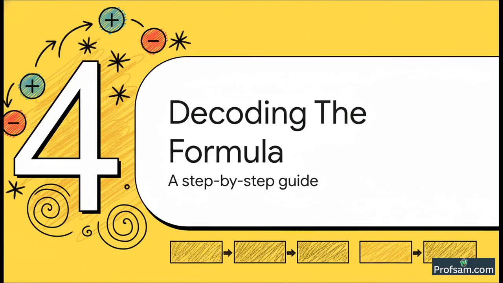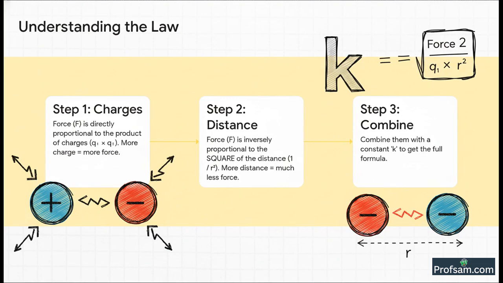Okay, so let's put on our detective hats now and decode this formula. We'll do it step by step and you'll see just how easy it is. It's very logical. Look at step 1, the top of the formula. It's Q1 multiplied by Q2. This just means if the charges get bigger, the force gets bigger. More charge, more force. Makes perfect sense, right?